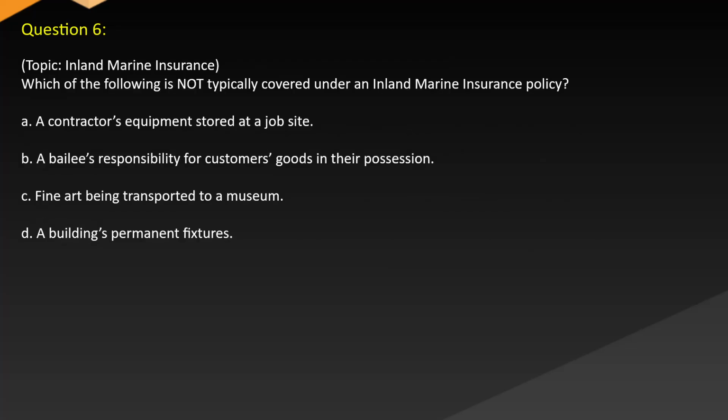Question 6. Topic: inland marine insurance. Which of the following is NOT typically covered under an inland marine insurance policy? A. A contractor's equipment stored at a job site. B. A bailee's responsibility for customers' goods in their possession. C. Fine art being transported to a museum. D. A building's permanent fixtures.